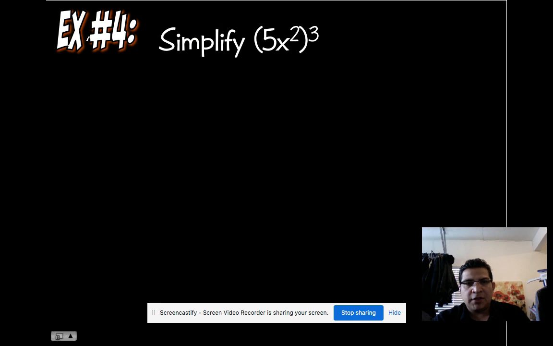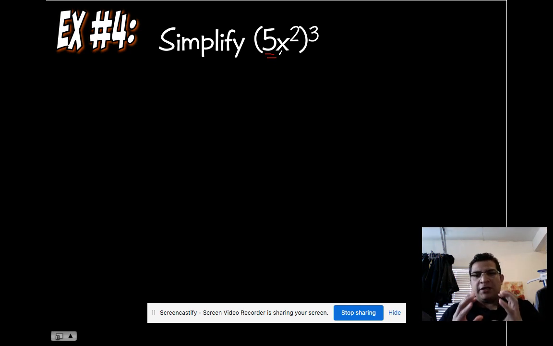Okay, for this one here, I have example 4, simplify 5x squared raised to the 3rd power. For this here, I have a number, and the number is a little tricky, you guys. The 5 is not 5 times 3, and the common mistake that I see students make is they multiply the number 5 with the 3. The 3 is not a multiple. The 3 is an exponent.